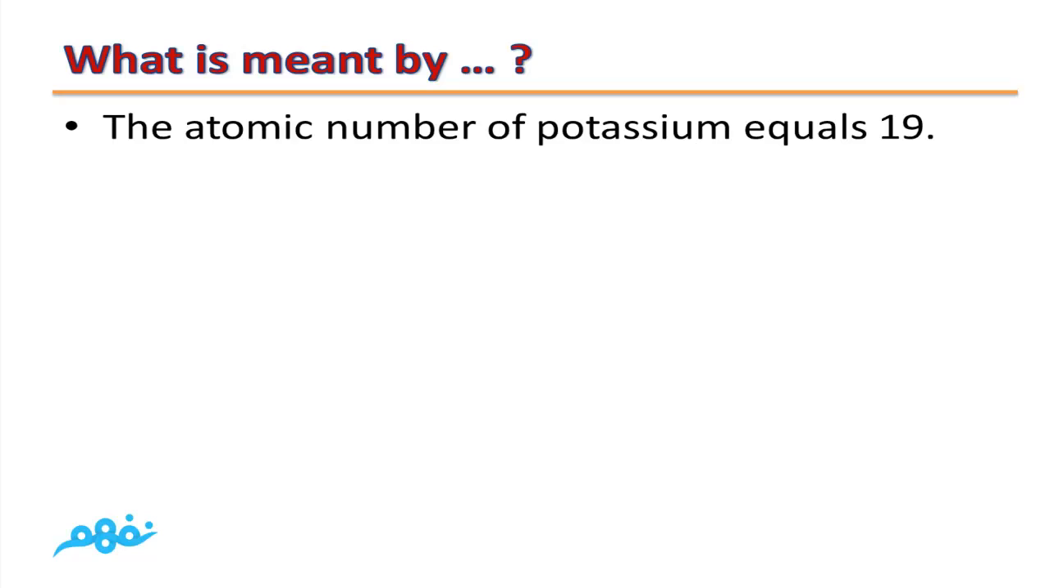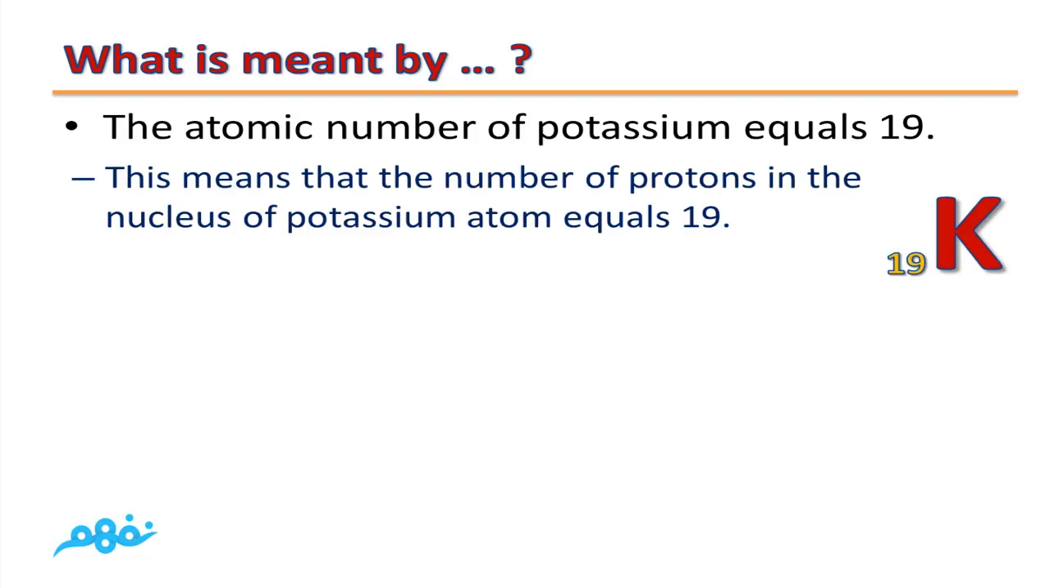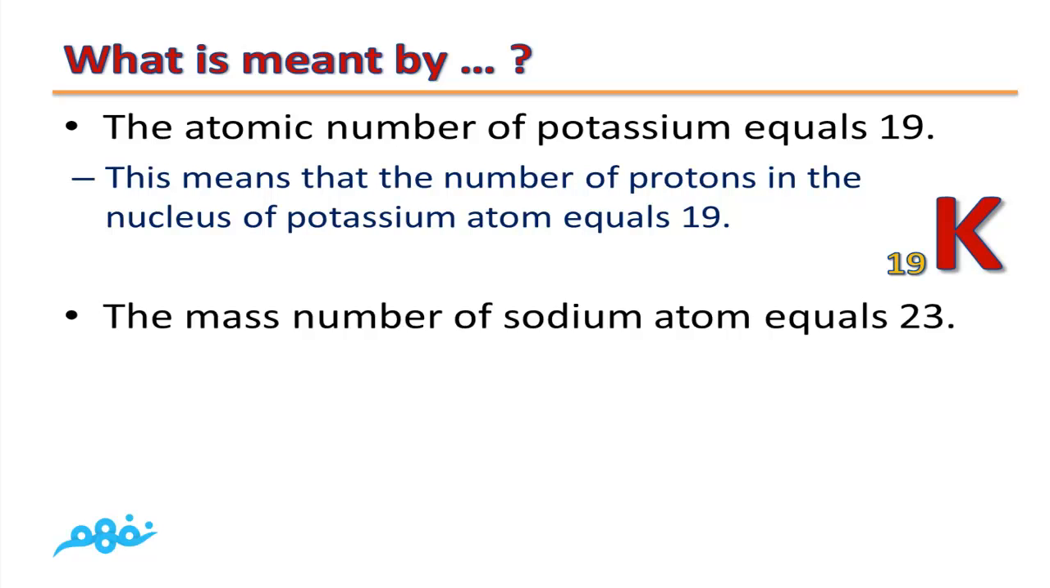What's meant by the atomic number of potassium equals 19? We have to write only the definition of atomic number. This means that the number of protons in the nucleus of a potassium atom equals 19.